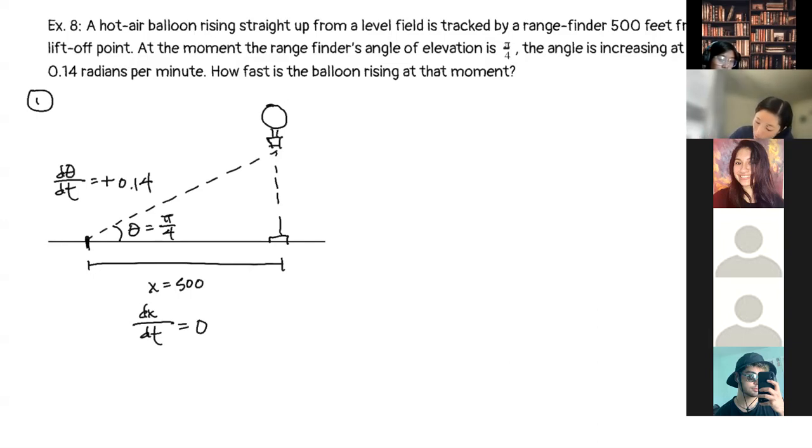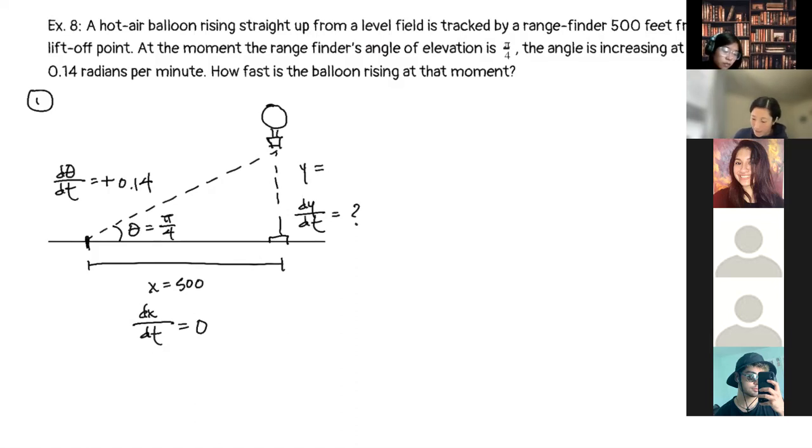All right, so now we've done a couple of these examples, not a ton, but I'm wondering if you can tell me this: how fast is the balloon rising at that moment? In terms of variables, what are they asking for? That is so great. dy dt. They want to know how this part is changing. So y, I don't know what it is yet, but dy dt is what I'm looking for.